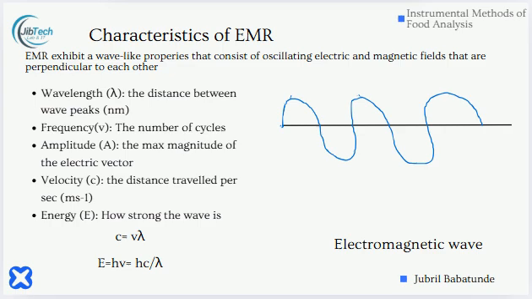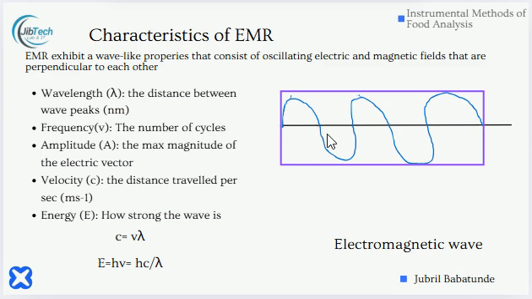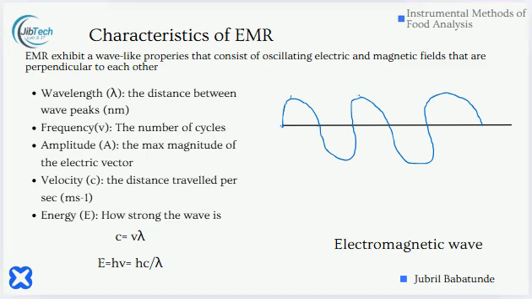EMR exhibits wave-like properties that consist of oscillating electric and magnetic fields that are perpendicular to each other. So this is how it works. This here is a typical example of a wave, and it oscillates this way. So this could be the magnetic field, and you could have the electric field.